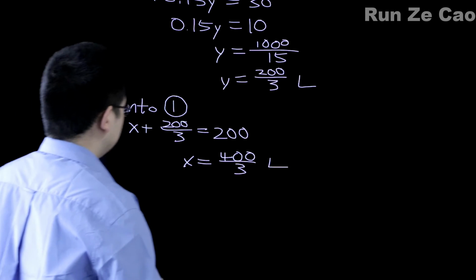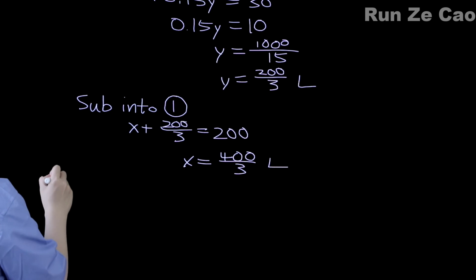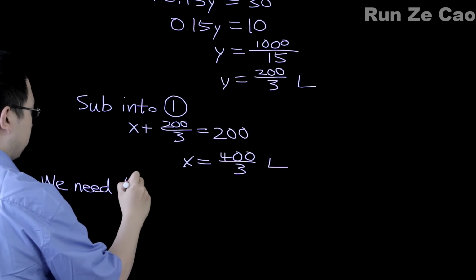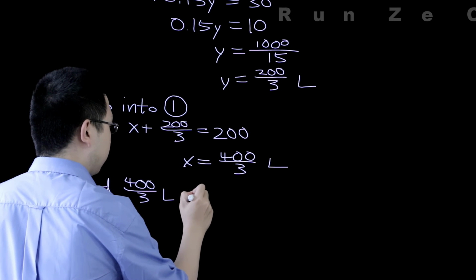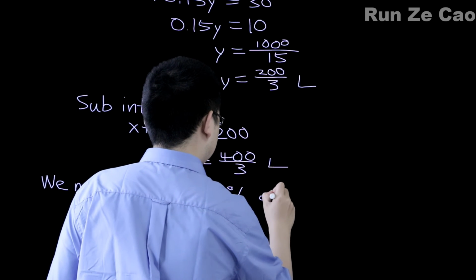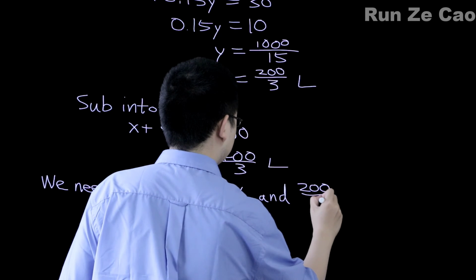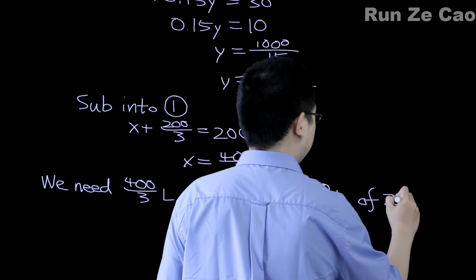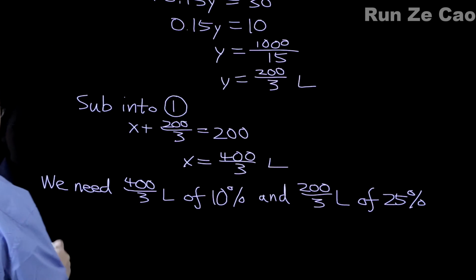So, in a word problem, we will typically answer with, we need 400 over 3 liters of 10% and 200 over 3 liters of 25% acid.